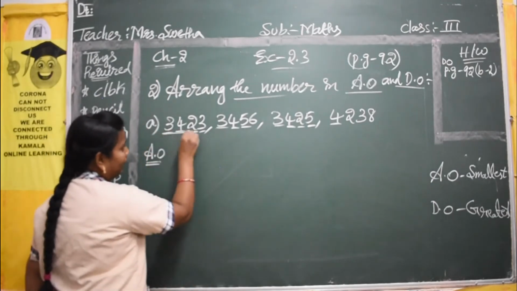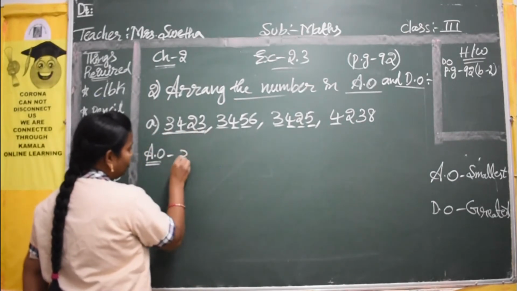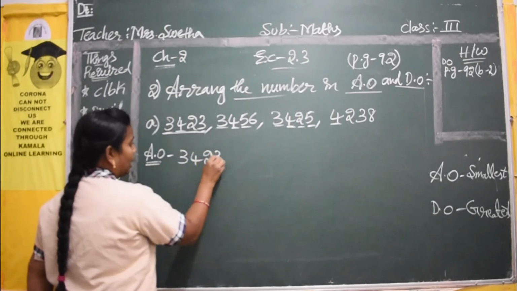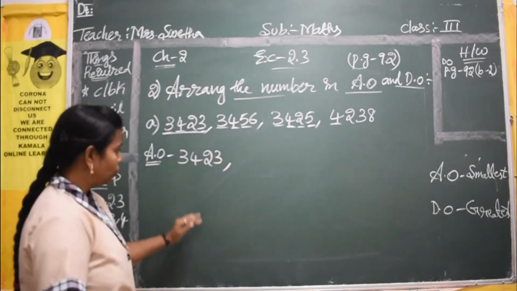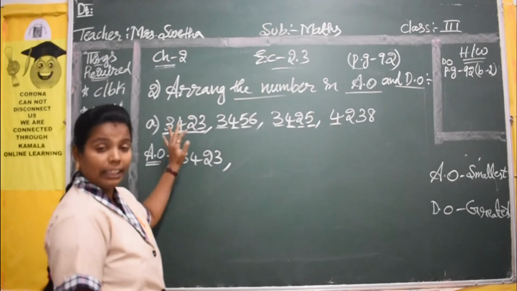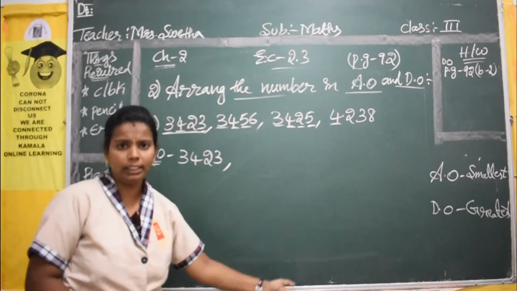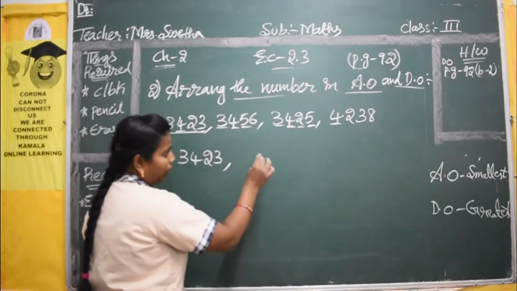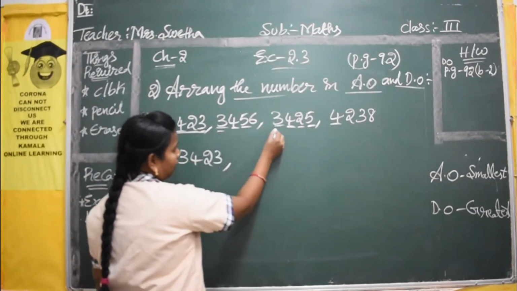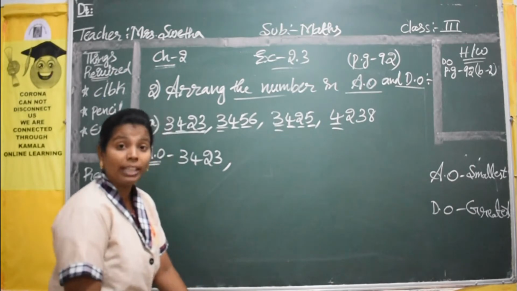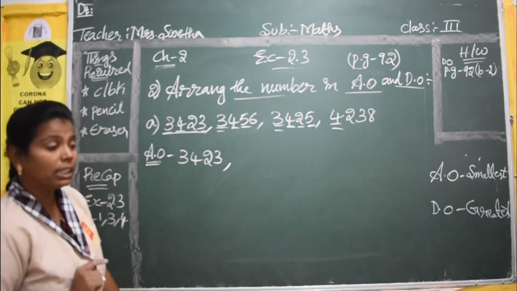So this complete set will become your first number in your ascending order. Okay, so 3428 is the number in your first ascending order. Now you check the other 3 sets of numbers. Okay, so check 3, 3, 4. So which is the smallest one? Yes, 3 is the smallest one.